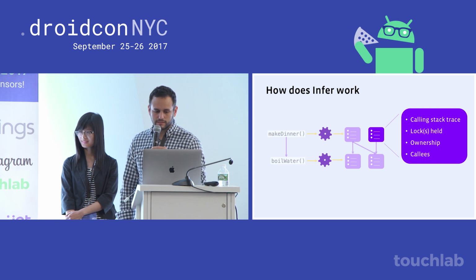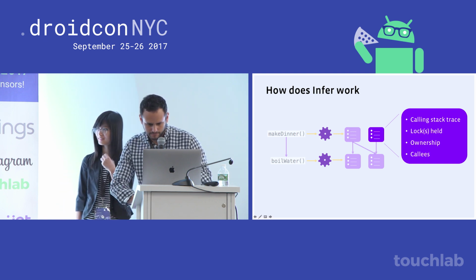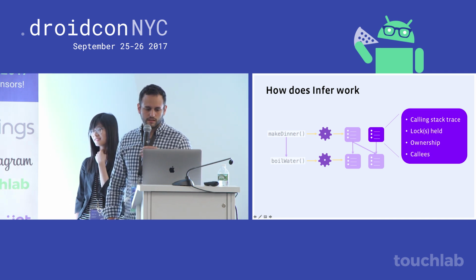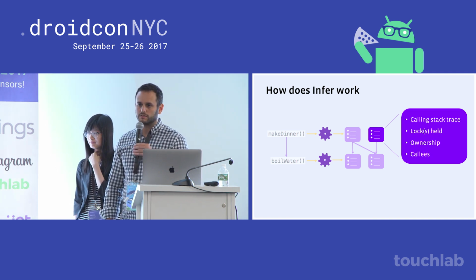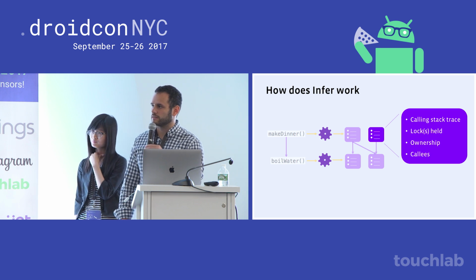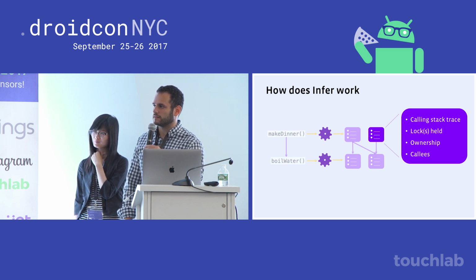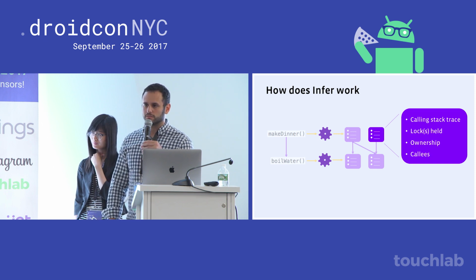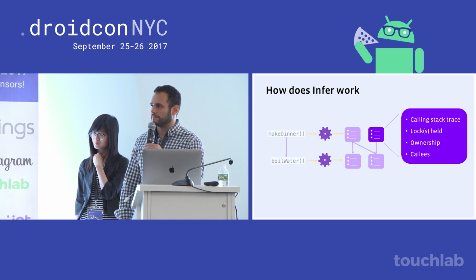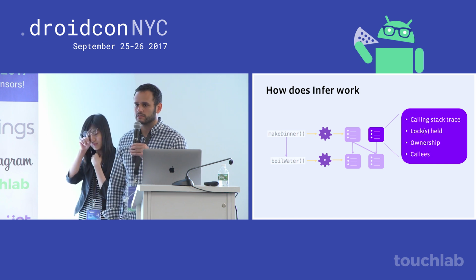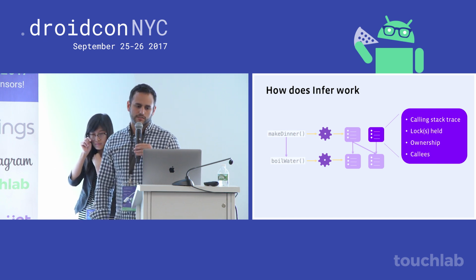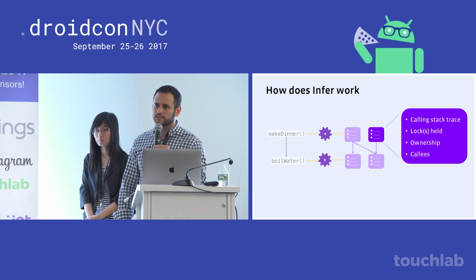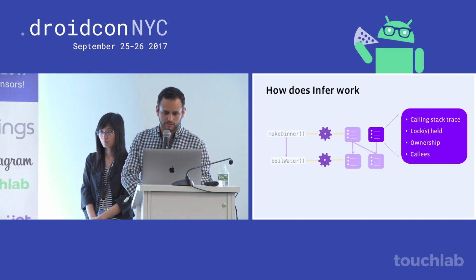And so inside the summary, there's the possible call chain of how to reach that method, the different locks that might be held, and this concept of ownership, which is kind of similar to unique pointers in C++, if you're familiar with that. And then also, as I mentioned, all the callees. So Infer is going to use all this information in order to look for conflicting write and read accesses, and also to generate the reports.